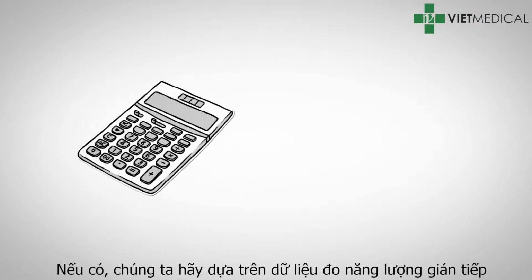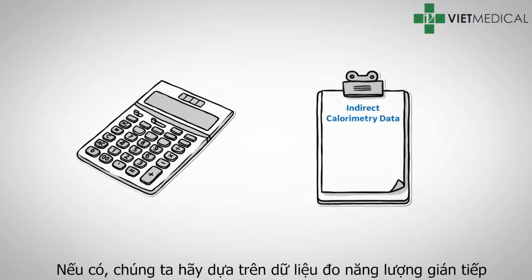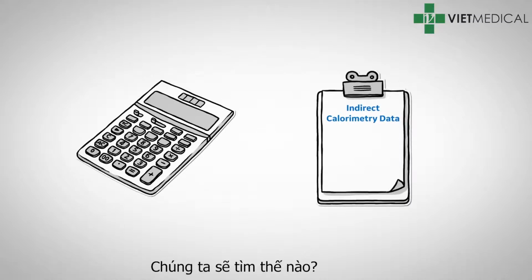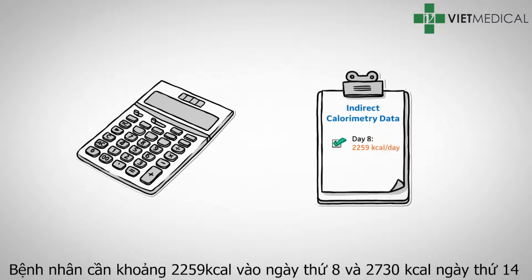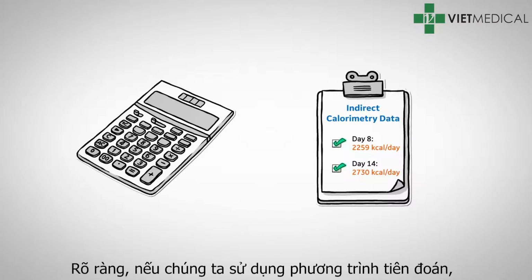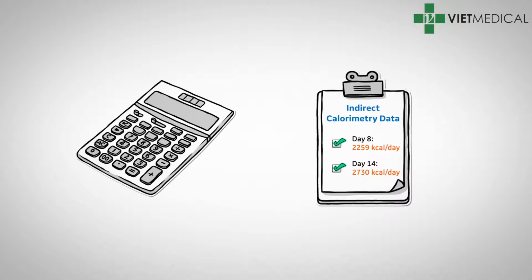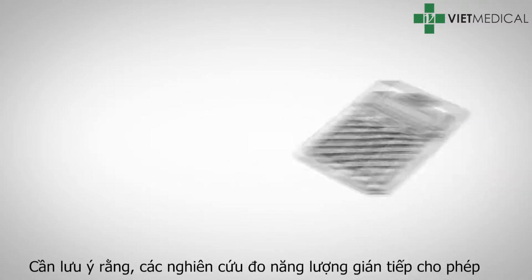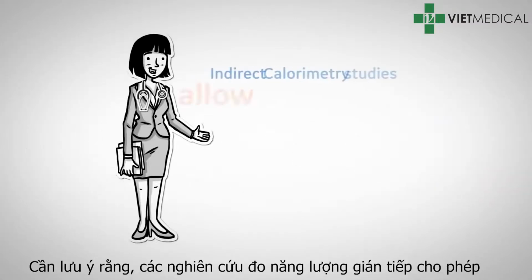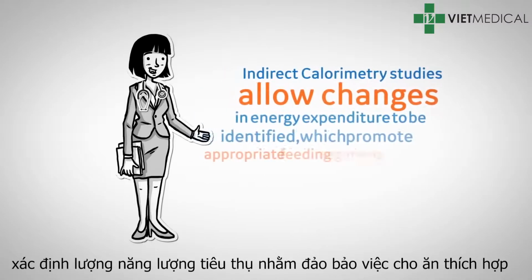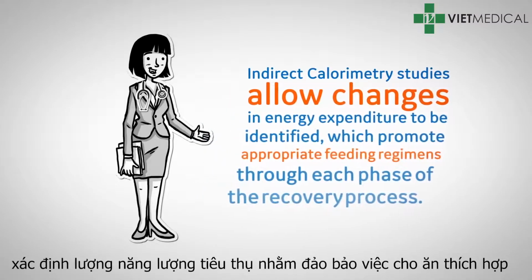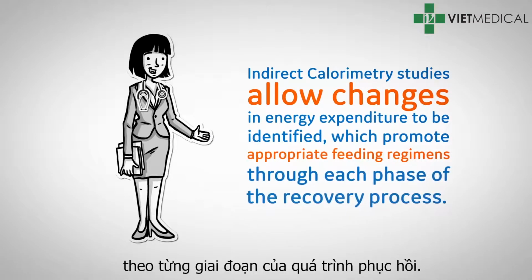She is. So let's do our calculations based on indirect calorimetry data. What do we find? Our patient needs 2,259 calories on day 8, and on day 14, she needs 2,730 calories. Had we relied on predictive equations, we may have underfed our patient. Also note that serial indirect calorimetry studies allow changes in energy expenditure to be identified, which promote appropriate feeding regimens through each phase of the recovery process.